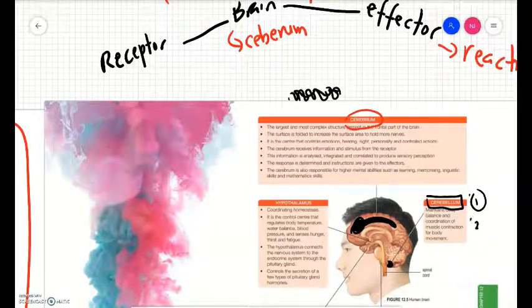The second cerebellum function is coordination of muscle contraction for body movement. Means if you want to walk, we want to jump, what is it? Another example of body movement. Run, yes.